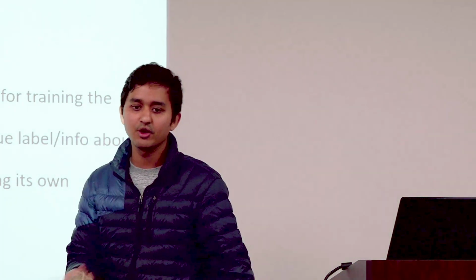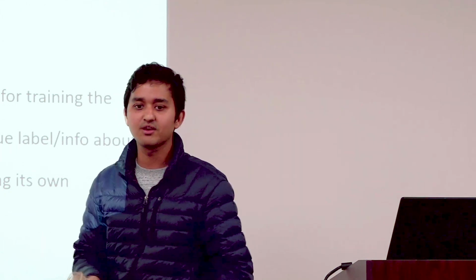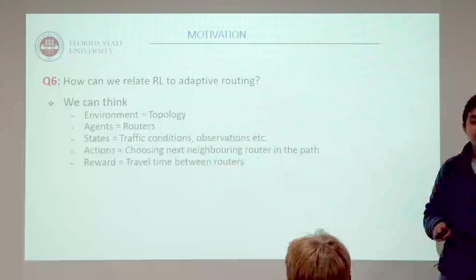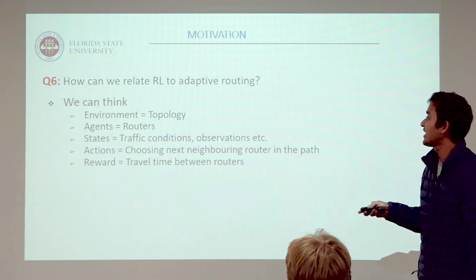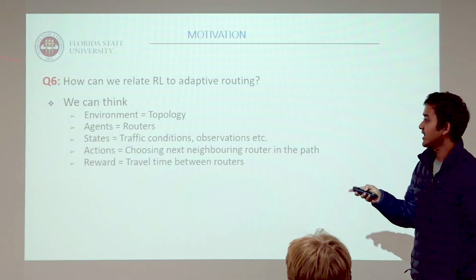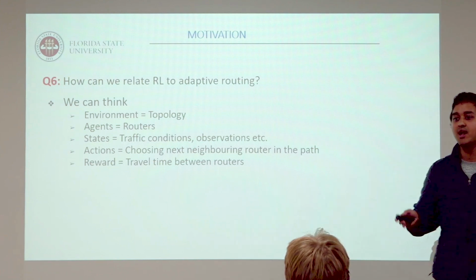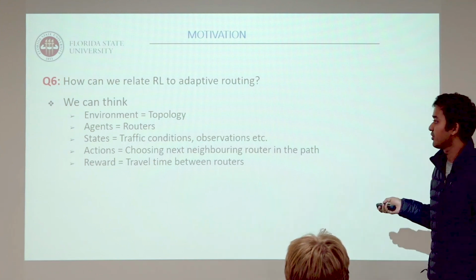Reinforcement learning learns by itself, and it has a continuous learning feature. That's why we have chosen reinforcement learning here. So how can we relate reinforcement learning to adaptive routing in an interconnection network? We can think of our topology as the environment, and all the routers as individual agents. So it will be a multi-agent reinforcement learning based system.